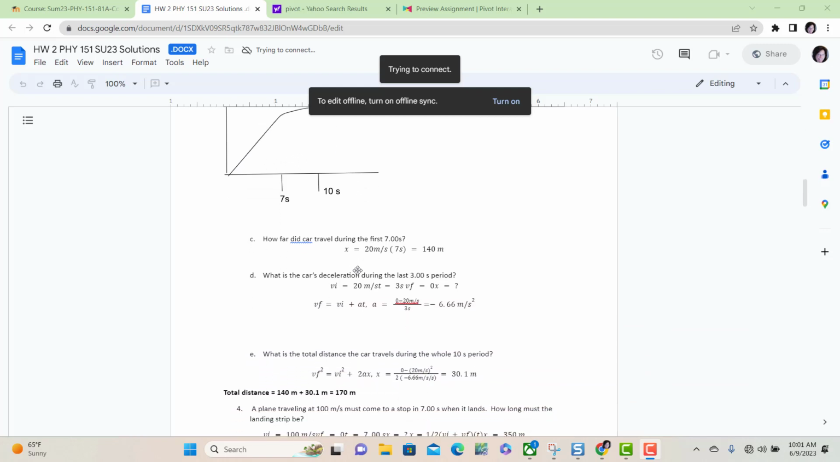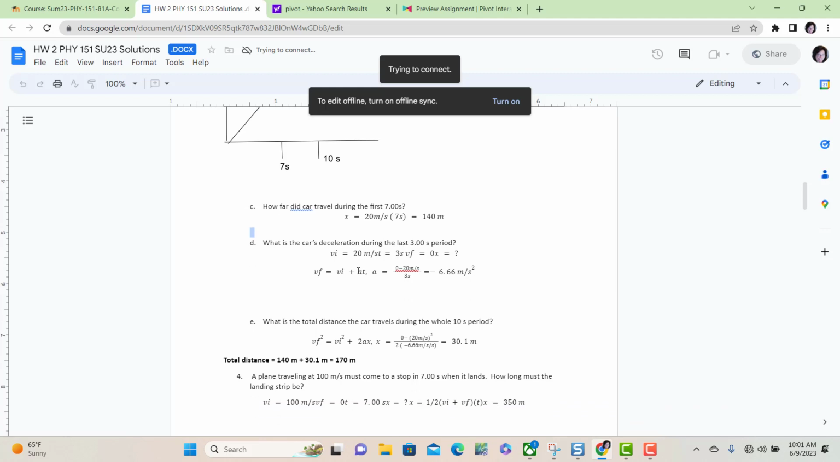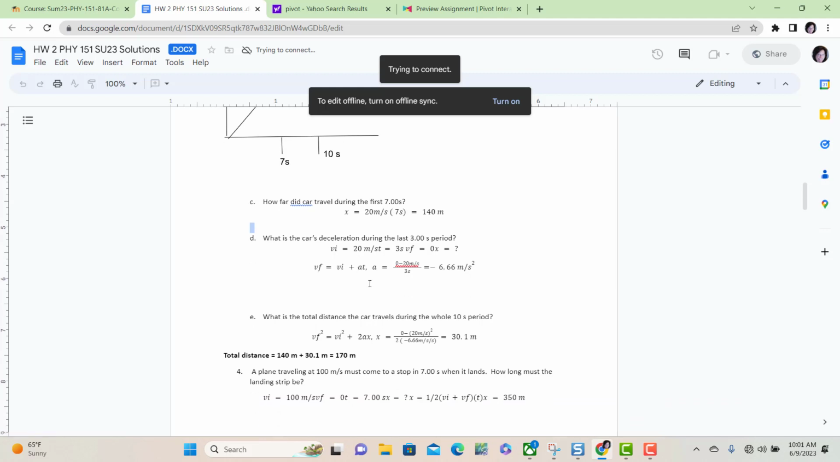To find the distance over the first 7 seconds, since it's traveling at a constant speed, it's simply the time times the speed, which is 140 meters. To find the acceleration, now you have information. You know the initial speed is 20 meters per second. You know that it comes to a stop. You know that it does it over 3 seconds. And so you should find an acceleration of negative 6.66 meters per second squared.